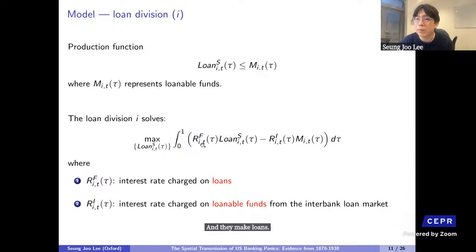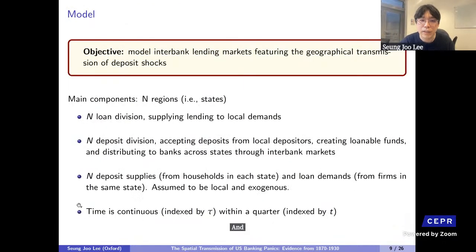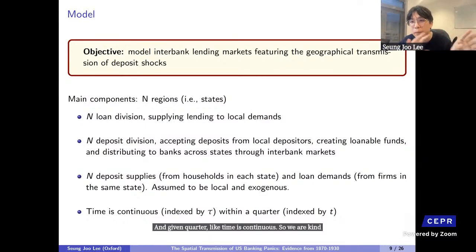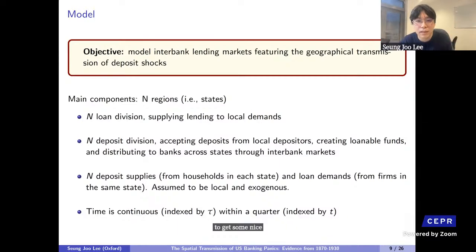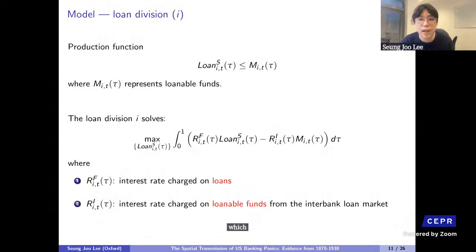The market is quite perfect competition, so you take the rate as given, and then you make loans, and you get loanable funds, of course. And then I forgot to mention this: time is continuous within a quarter. So there are different discretized quarters, and given a quarter, time is continuous. So we are using both continuous time and discrete time to get some nice expression at the end, which you will see soon.